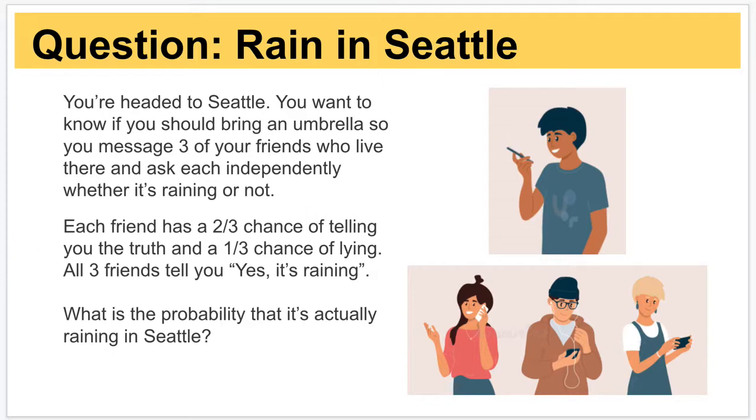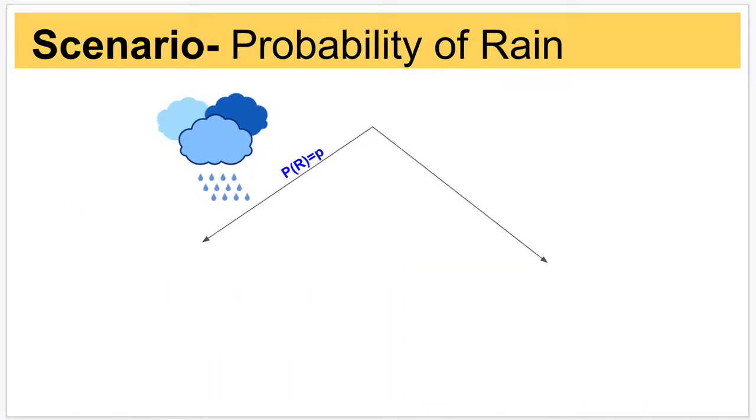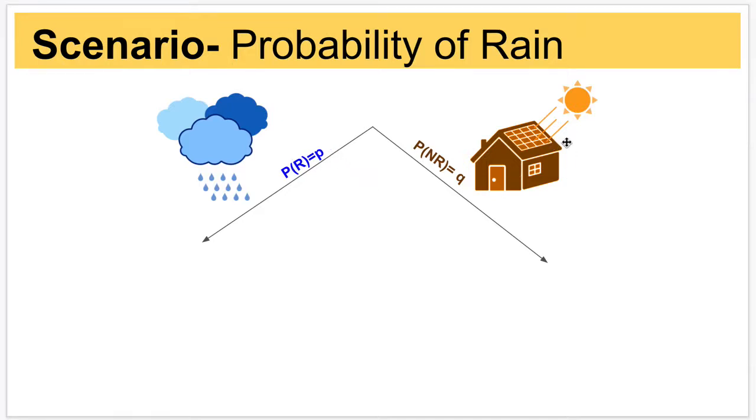Each friend tells you yes, it is raining, but there is a chance that they could be lying, and each of them has a 2/3 chance of telling the truth, as well as a 1/3 chance that they are lying. So let's represent the scenario. So we have here the probability of it raining. Then we have the probability of it not raining. So probability of raining is P, probability of not raining is Q, or 1 minus P.